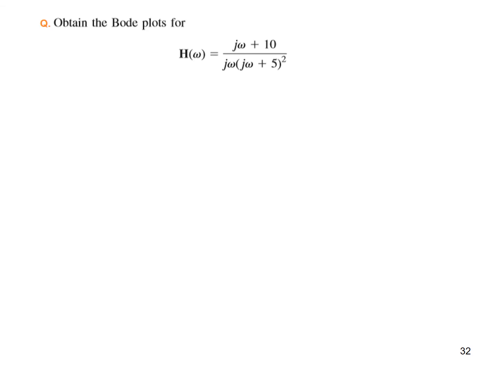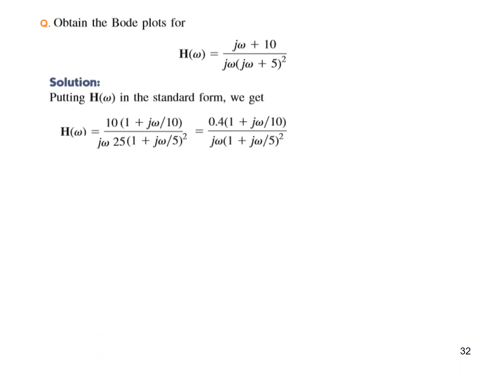Okay, let's do another example. This one just to highlight the effect of the square at the pole. Just as we did in the previous case, we'll write this in the standard form. So if you take common 10 from the numerator, it will become 10 times 1 plus j omega over 10. And if you take common 25 from this, then it will become j omega 25 times 1 plus j omega by 5 whole square. And 10 divided by 25 will be 0.4. So this is the final shape of our transfer function in the standard form.